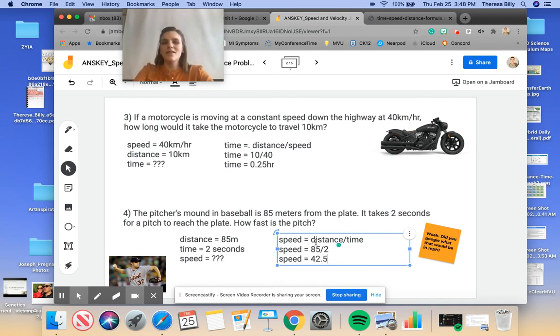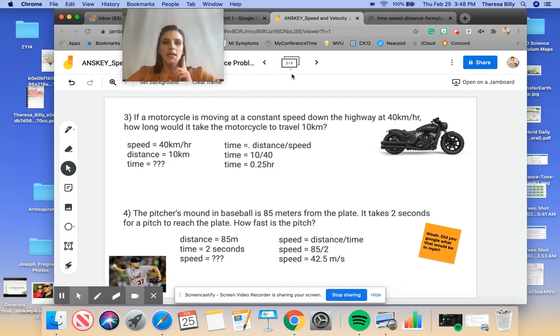42.5 what? What are the units? Combine the units of distance and time. Distance was measured in meters. Time was measured in seconds, so the speed of the pitch was 42.5 meters per second.